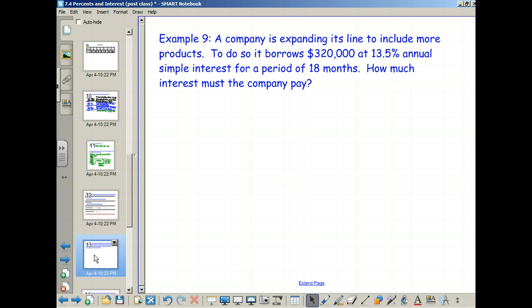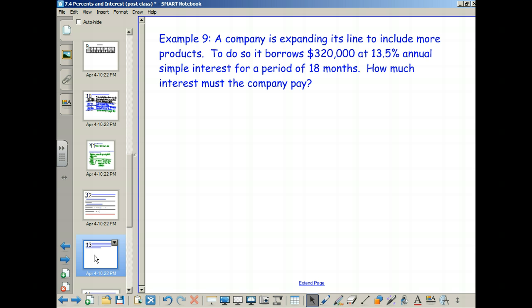All right, so here's a company. A company is expanding its line to include more products. To do so, it borrows $320,000 at 13.5% annual simple interest for a period of 18 months. How much interest must the company pay?